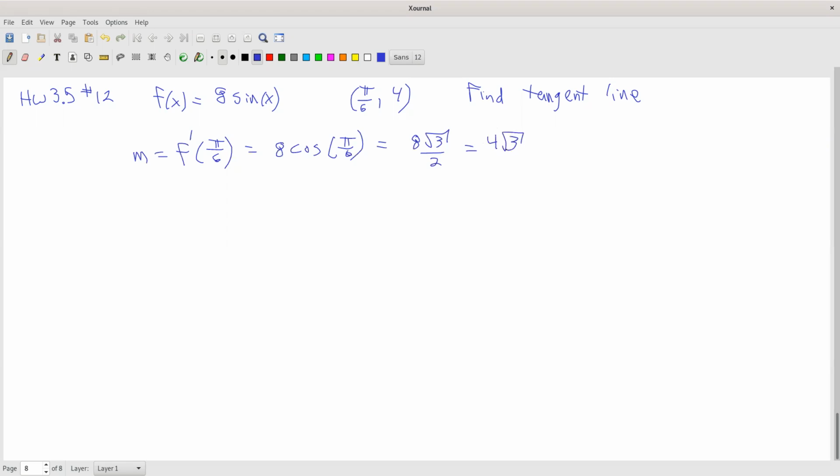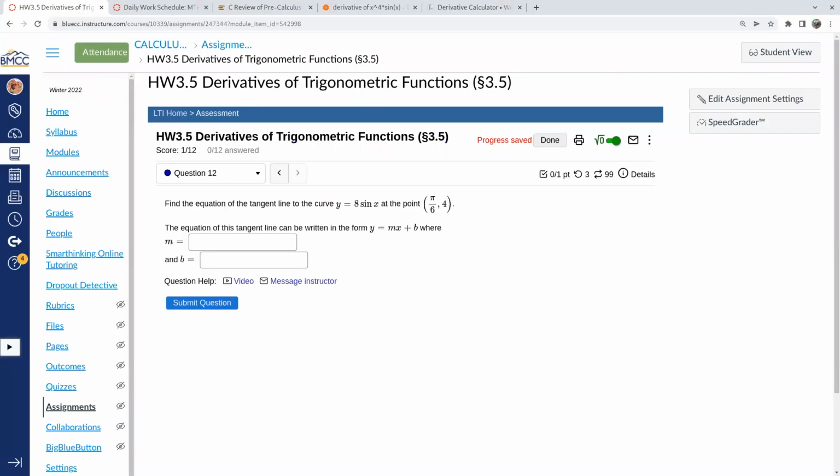So that's my slope. I have the x and the y value here, so my tangent line must be y minus 4 equals 4 square root of 3 times x minus pi/6. And let's graph it to see if that looks right. So let's see, they want m and b. I haven't quite solved for b in mine yet, but that's okay. We'll get there.